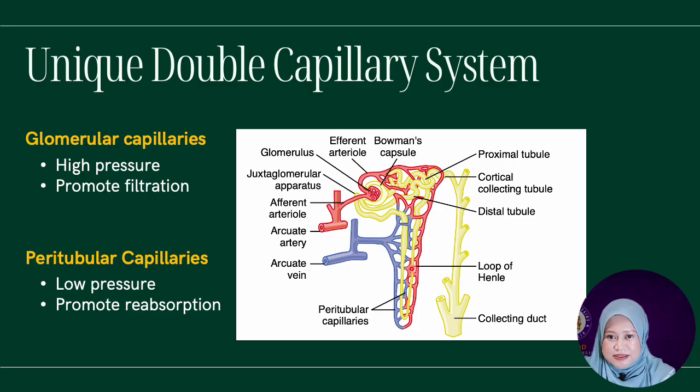And then once blood enters the peritubular capillaries, the pressure is much lower. So this low pressure promotes reabsorption. So fluids and solutes that were filtered into the tubules can now move back into the bloodstream. So the arrangement is not accidental. It is designed so that the first capillary bed promotes filtration and the second capillary bed promotes reabsorption. And the efferent arteriole helps control the balance between the two. So this double capillary system is unique to the kidney.